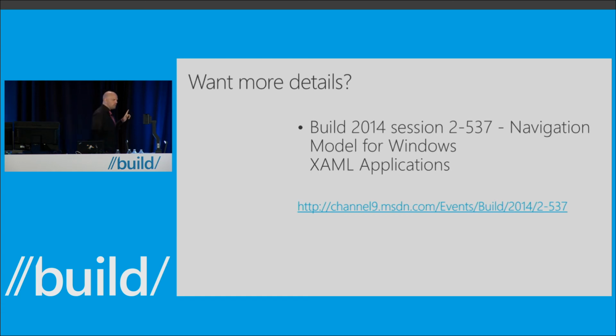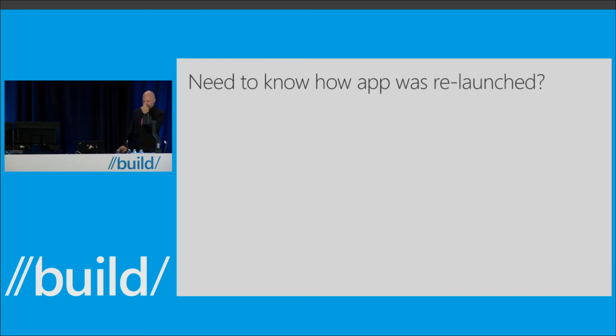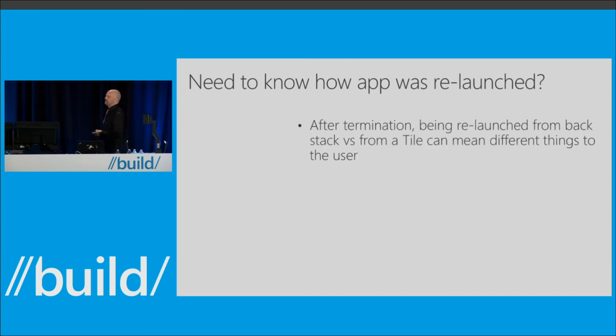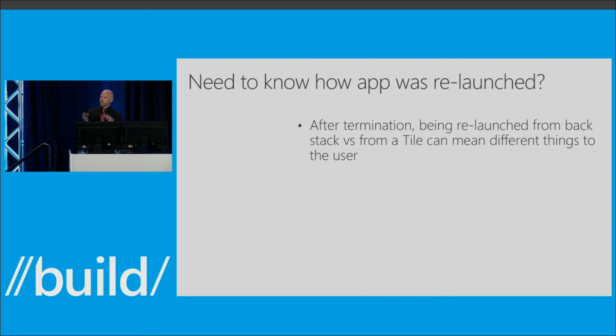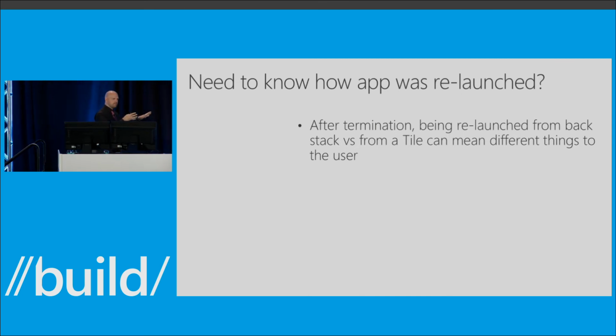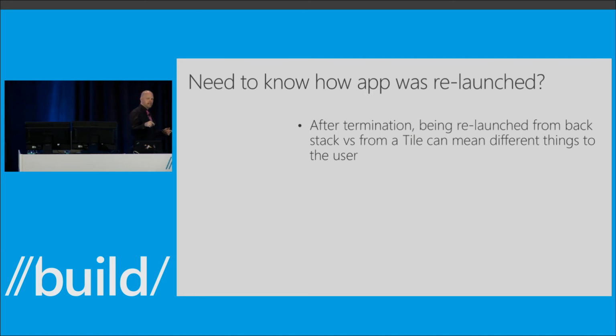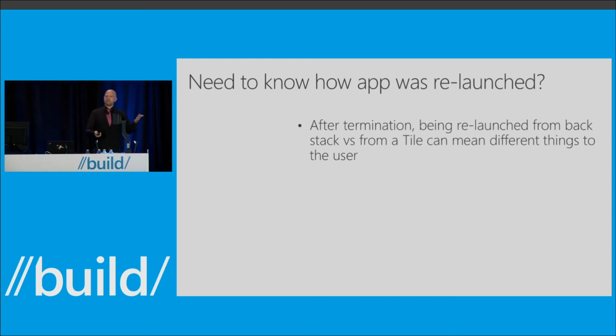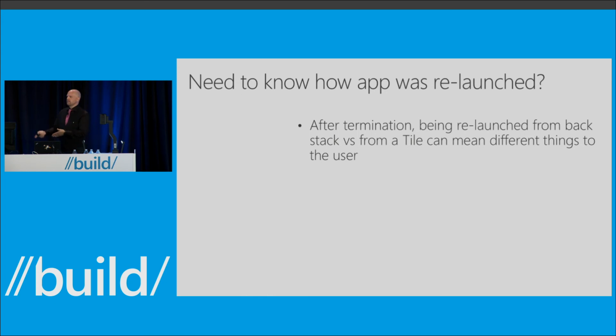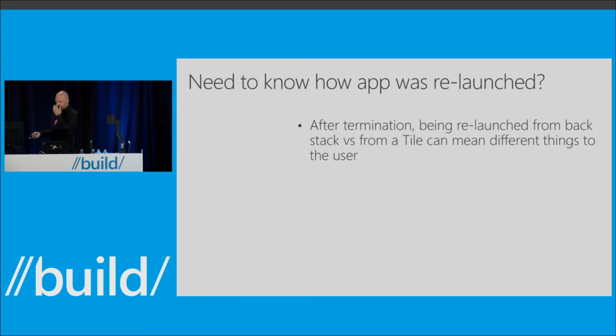With that said, though, we did one change, and this is when you have been terminated. In 8.1, when the user relaunched you, you had no real way of telling where that relaunch was happening from. So if you were relaunched from a switch or the user backed into your app, versus if the user tapped the main tile, you couldn't really tell that difference. But it could mean such different things to the user. Going back inside your app is basically just returning to wherever they were, while launching from the main tile may be, hey, I want to start a new session.